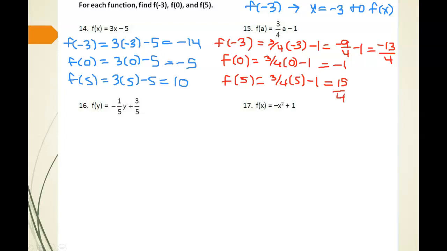Remember that when you multiply a whole number times a fraction, you just multiply the tops and the bottom stays. So 3/4 times 5 is 15/4. Minus 1 is the same as subtracting 4/4. So that gives you 11/4. If you're using one of my calculators, a fraction on the graphing calculator is really just division.